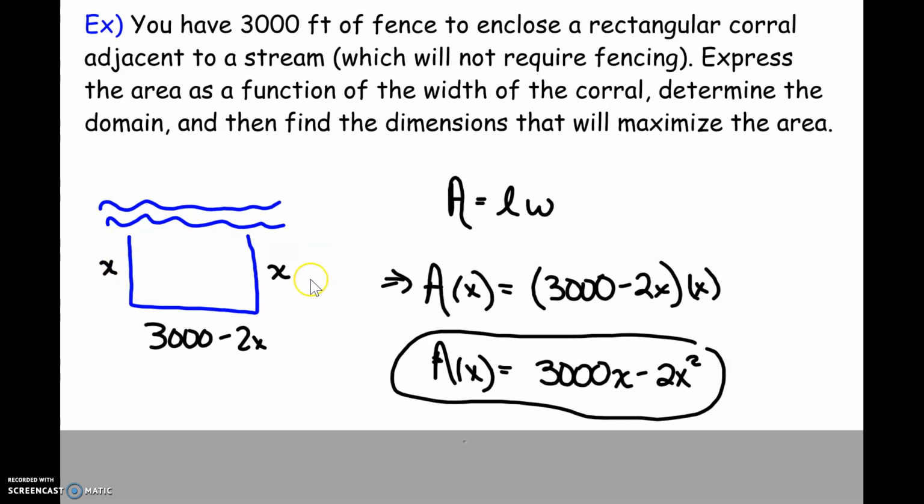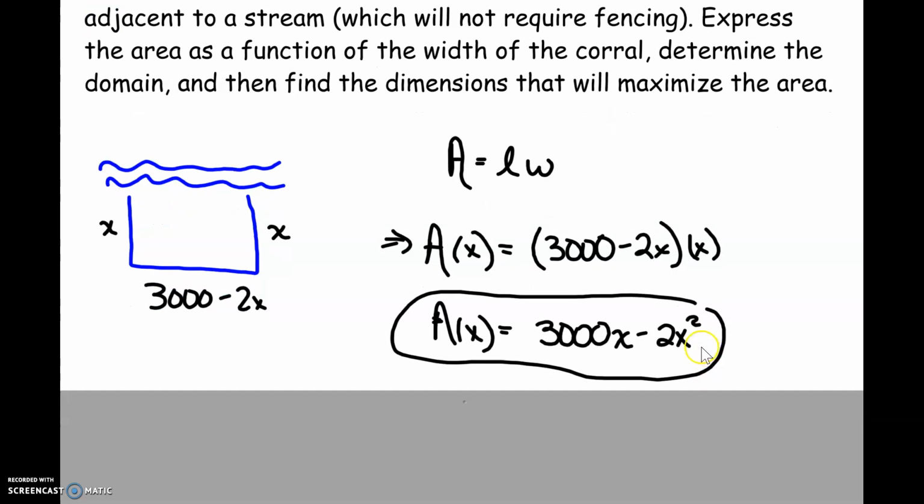Because I have a rectangle, that means the other side is also x. So in total, I've used x and x, or 2x feet of my fencing. If I start with 3,000 total, take away what I've used, that tells me the quantity that is left for the remaining side. Now from geometry, we know that the area is equal to the length times the width. So I look at my picture and I take the length times the width, and I've got my area. We'll simplify that to get A of x is equal to 3,000x minus 2x squared.